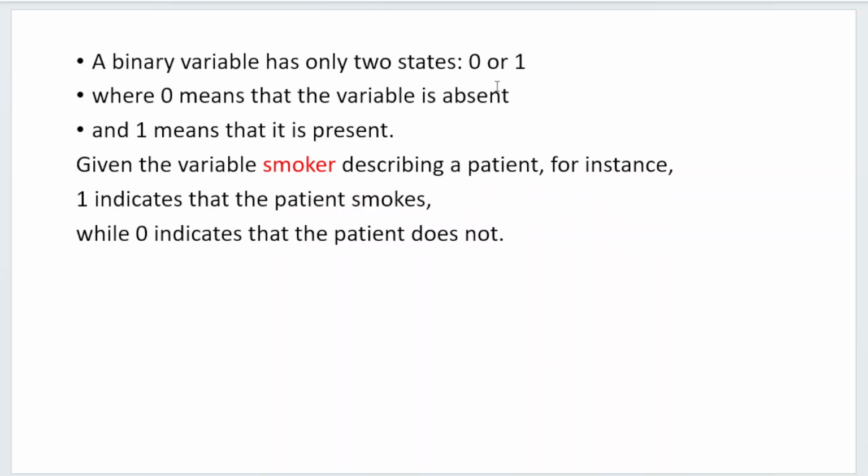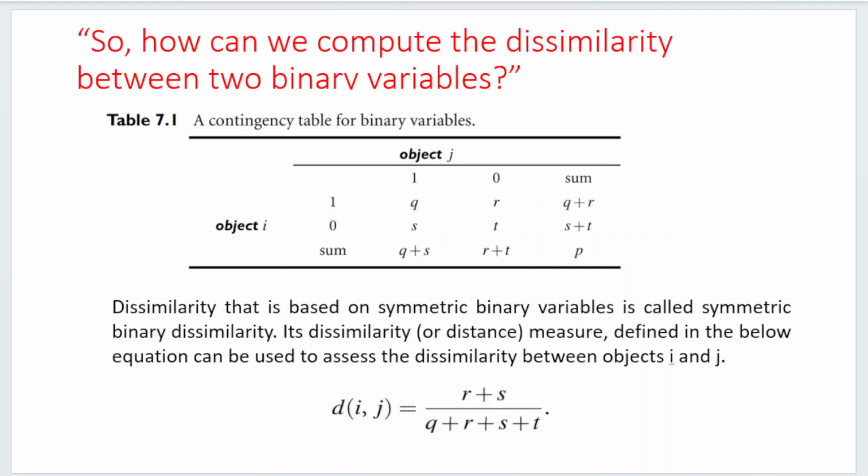See here, the same explanation they have given. For binary variables only two states will be there, that is 0 and 1. 0 represents that the variable is absent, whereas 1 means the value is present. Suppose you take the example of a smoker describing a patient. How can we describe it? 1 indicates that the patient smokes and 0 indicates that the patient doesn't smoke. So with the help of two values I can represent my variable smoker. And how do we compute the dissimilarity between two binary variables?